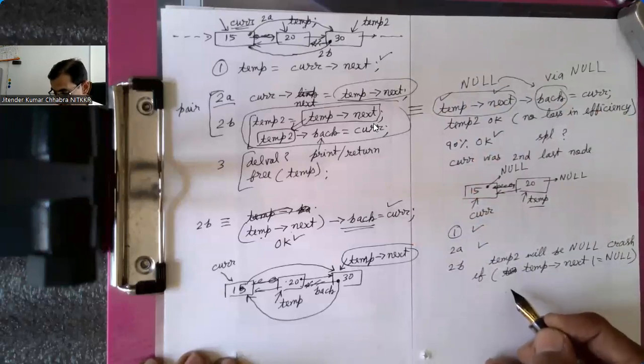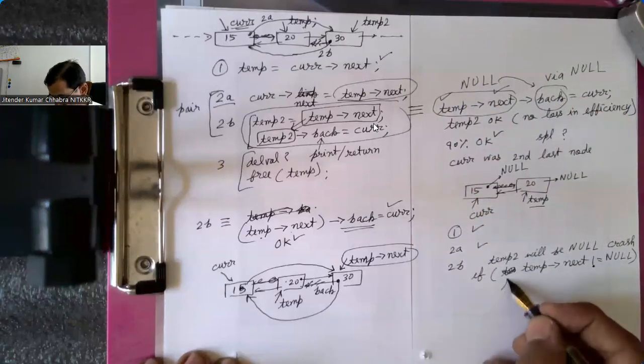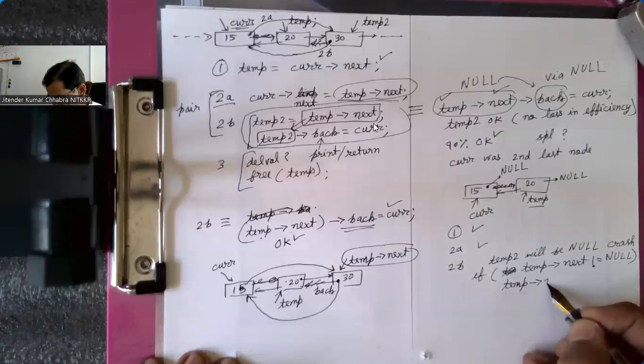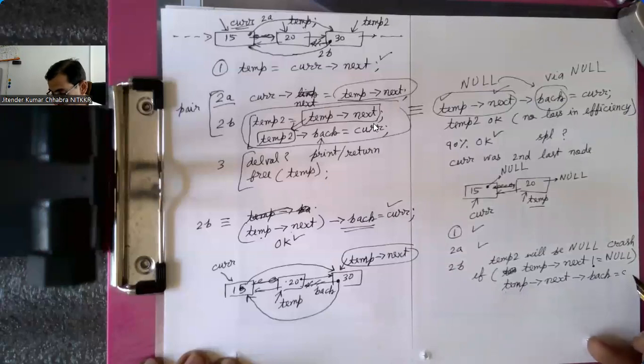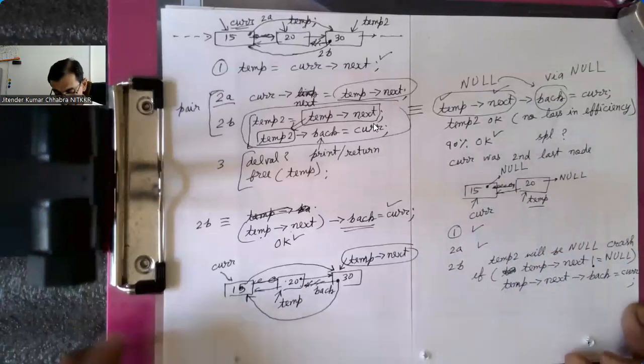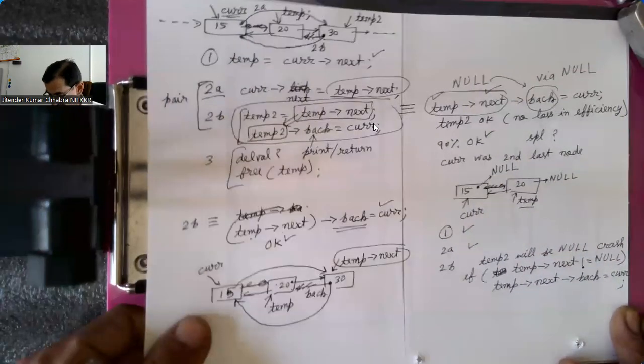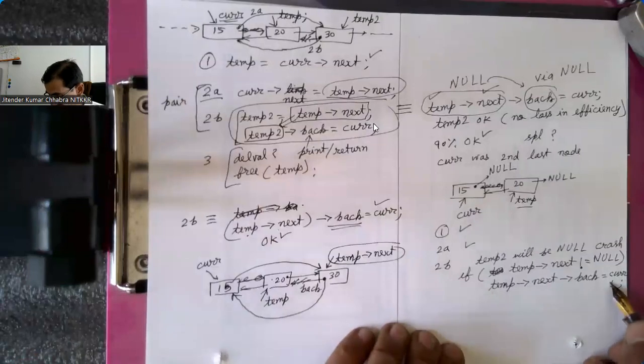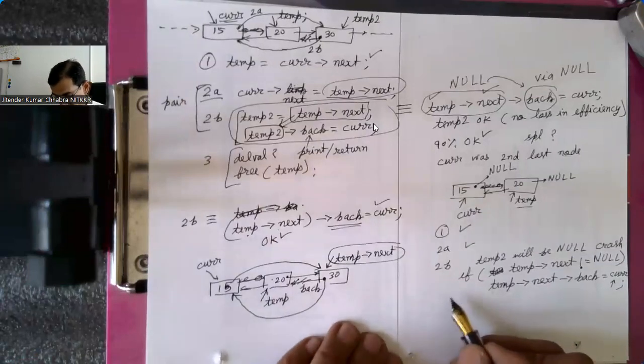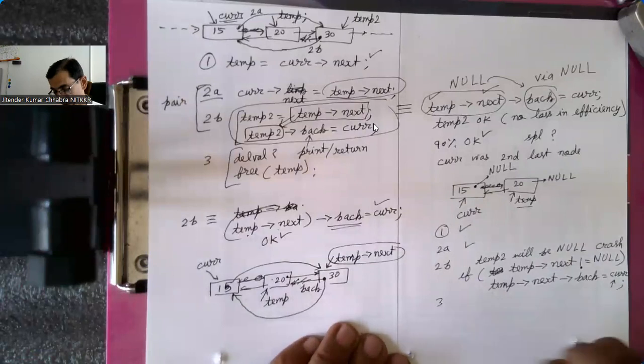If it is not equal to null, then temp arrow next arrow back is valid, and I can assign this equal to whatever I was writing, current. That should be perfect, not an issue at all. I can still write without much difficulty. And then your step 3, perfect, fine.